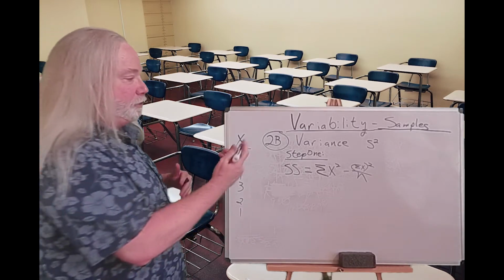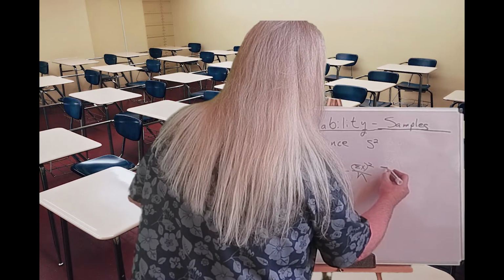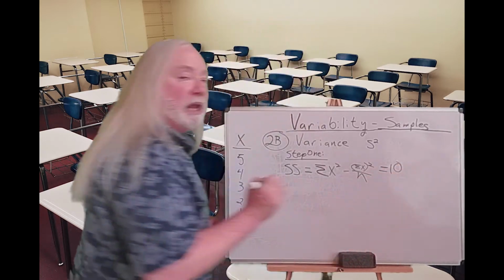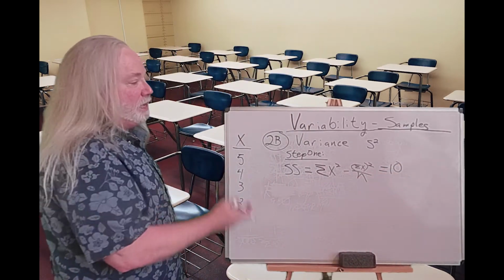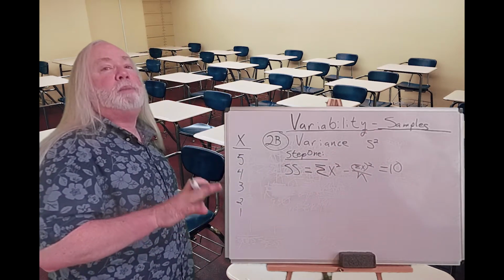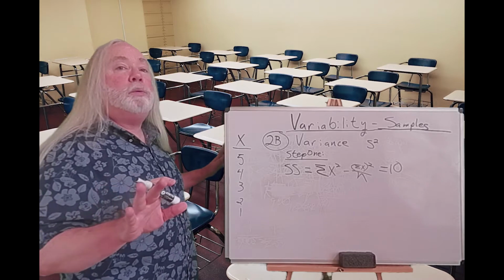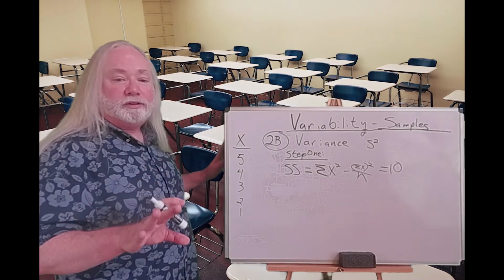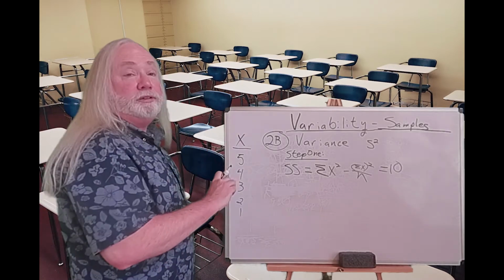The sum of squares for this data was 10 points. You can recalculate it if you'd like, but you don't really need to. It's the same data, it's the same formula, so it's the same answer. So the sum of squared deviation scores is 10 points. That's the same. Computationally, no difference. The difference comes in step 2.